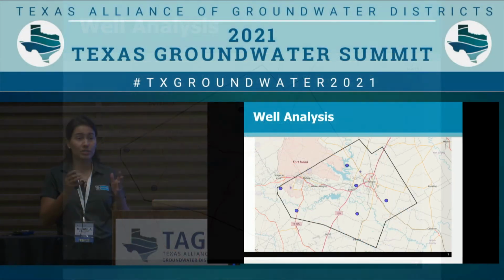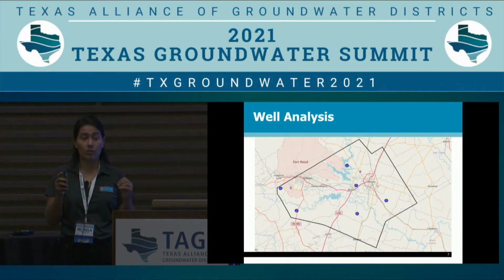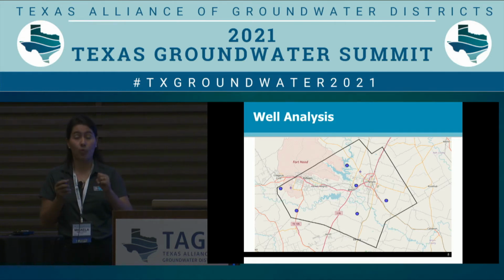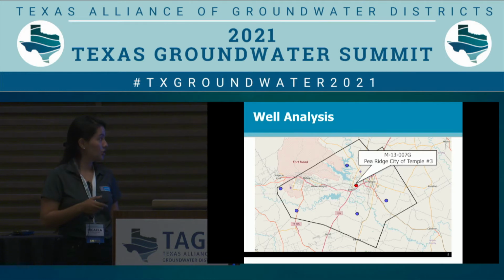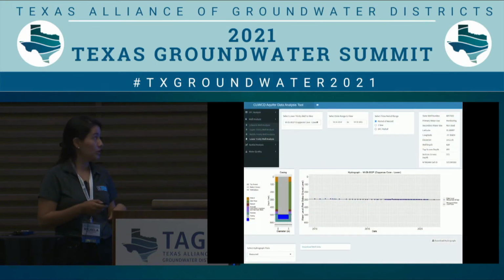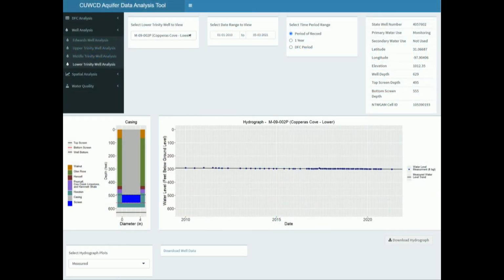If we try to understand what's going on with the water levels in our aquifer, well, we need to look at where we're measuring those water levels. So let's focus on one well, in this case, the Peerage City of Temple number 3. We can open up the tool, which is how it looks. When we navigate to the sidebar menu, we go to well analysis, scroll down to the Lower Trinity well analysis.